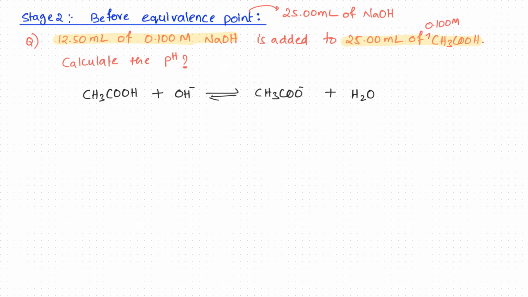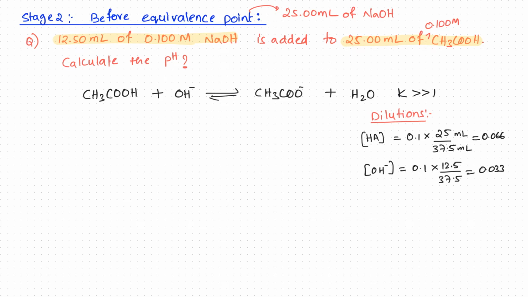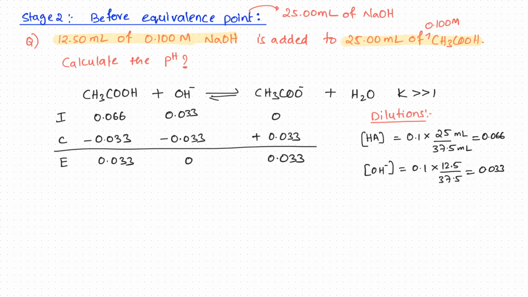Acetic acid reacts with hydroxide ion to form acetate ion and water. The K value for this reaction is greater than 1. Since the K value is large, it is a limiting reagent type problem. We will do the dilutions first, then set up an ice chart and calculate the equilibrium concentrations of all species. At the end of the reaction, we are left with acetic acid, which is a weak acid, and acetate ion, which is its conjugate base.